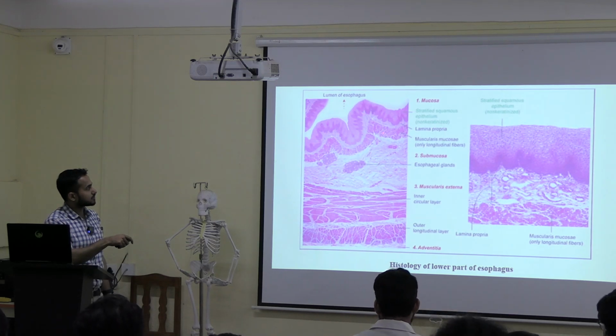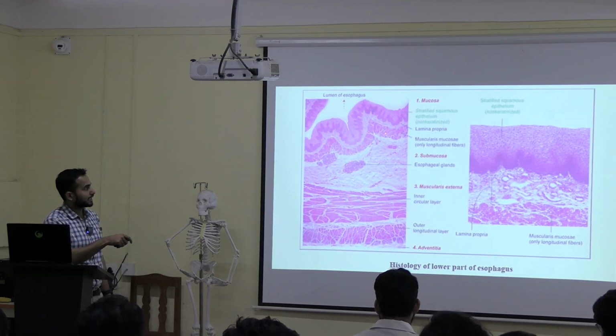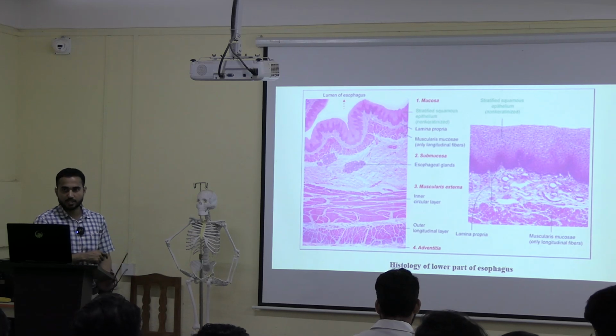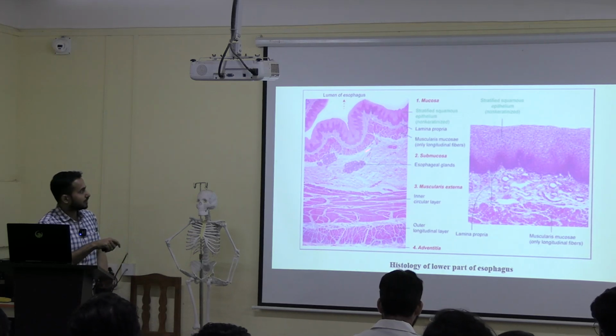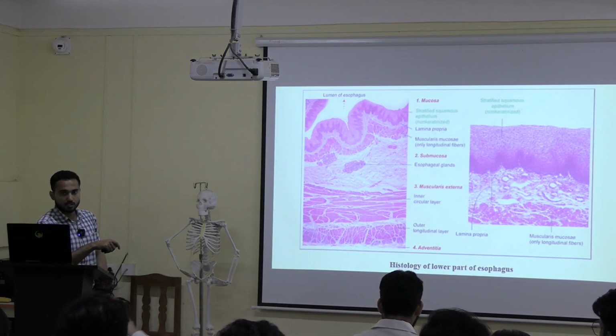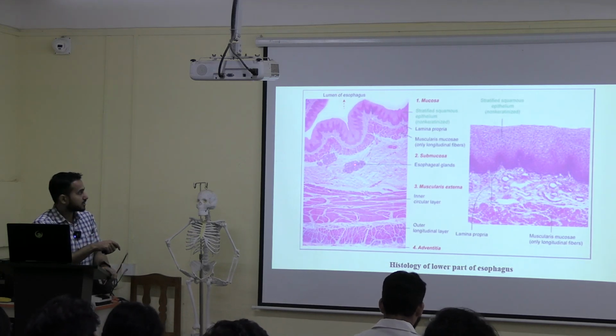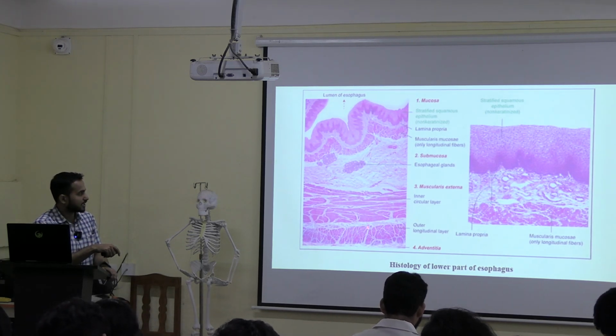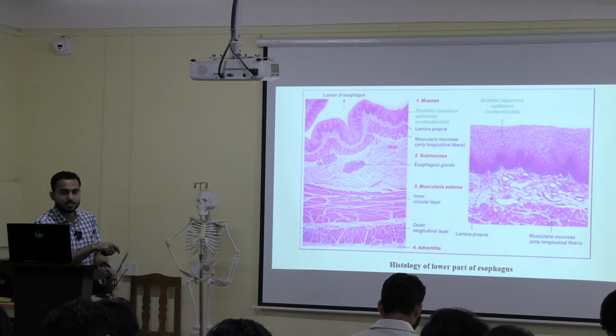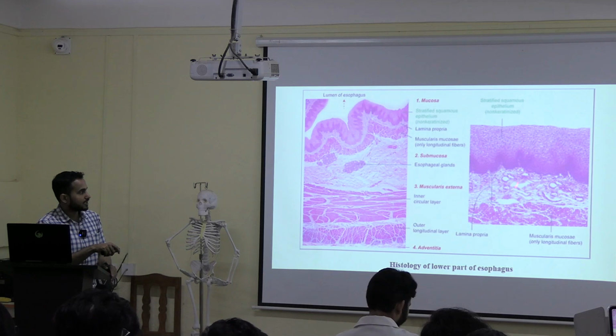Then this is the muscularis mucosae. Only the longitudinal layer can be seen in the esophagus. Below that is the submucosal layer. What will be in the submucosal layer? Mainly esophageal glands. See, these are cut sections of esophageal glands, so you have to find the esophageal glands in the submucosa. Below that is the muscularis externa, where two different layers can be seen, followed by the adventitia. And this is in high magnification.